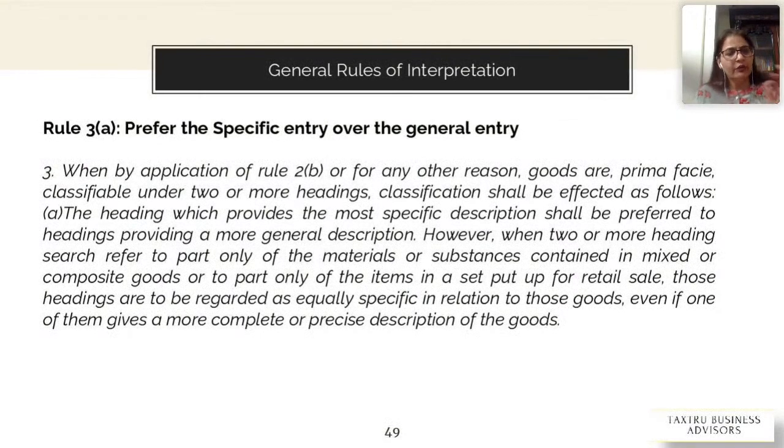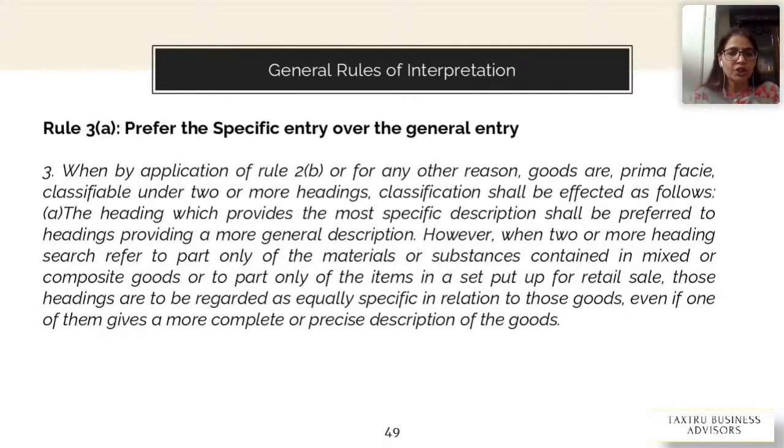3A is again a very important rule of interpretation because it very precisely says to prefer the specific entry over the general entry. In case your product is described particularly, or has a specific mention or entry, as Navjot in his presentation has clearly given the example of groundnut, then there is a specified entry. Whenever there is a specified entry, there is no requirement to go for a general entry, because specific will always prevail over the general. So 3A says when there is a specific entry, you have to look only for that specific entry and you cannot opt for the general entry.